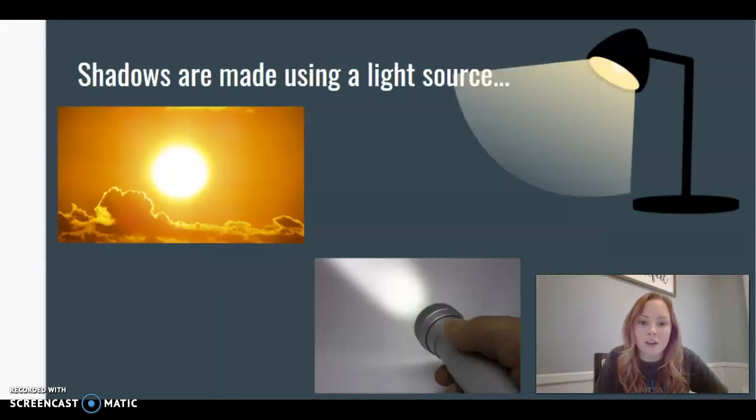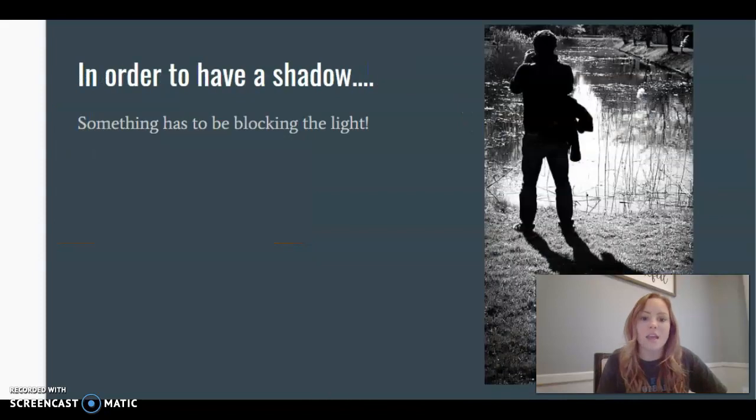In order to have shadows, we have to have a light source. So a lamp or a flashlight or the sun. You need something that puts off the light to have a shadow. And in order to have a shadow, something has to be blocking the light. So like I said in this picture, there's a guy standing outside. The sun is shining on him. It can't go through him, so it blocks the light and creates a shadow of him behind him.